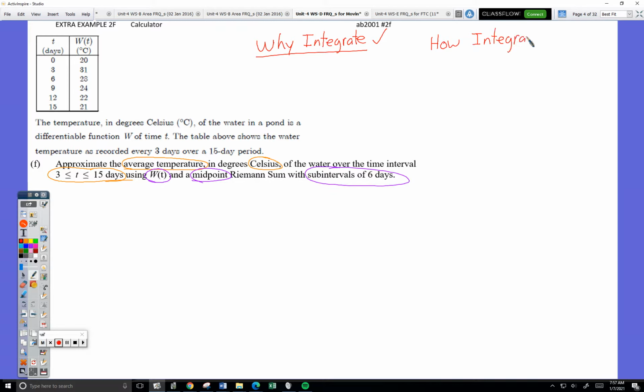So how to integrate. Bad grammar here. So in this problem statement, they're covering both of those items. They're talking about why we should integrate, and they're also talking about how to integrate. The why is we are going to use an integral to calculate the average temperature of the water.